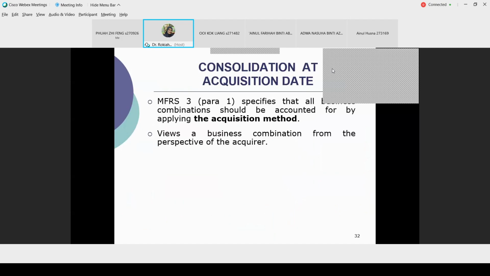So what the standard said, MFRS 3 para 1, specifies that all business combinations should be accounted for by applying the acquisition method. So for the consolidation, we are using the acquisition method. So what's the acquisition method here? The acquisition method is going to view a business combination from the perspective of the acquirer. So it means that we're going to look at the perspective of the parent.